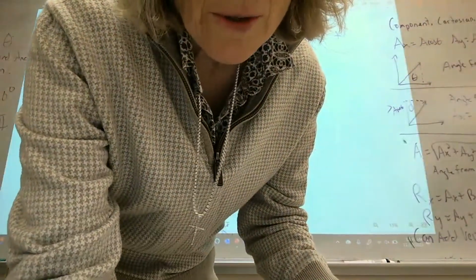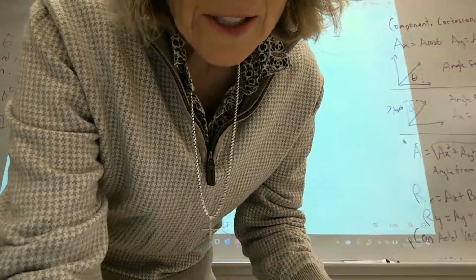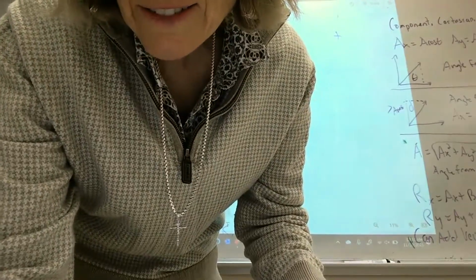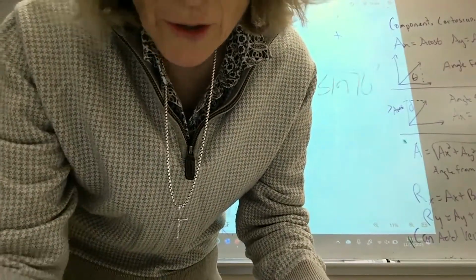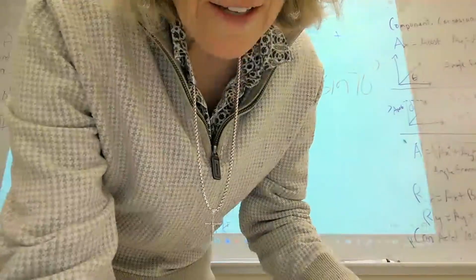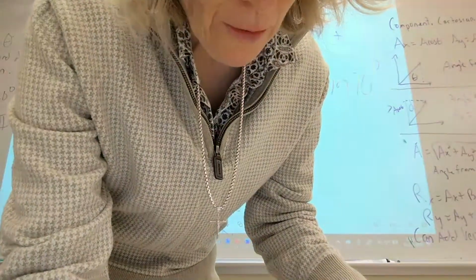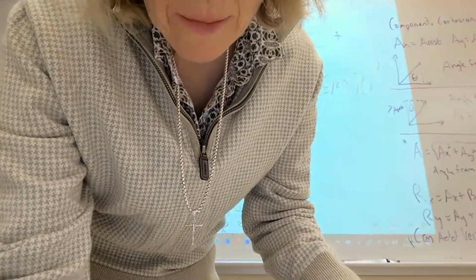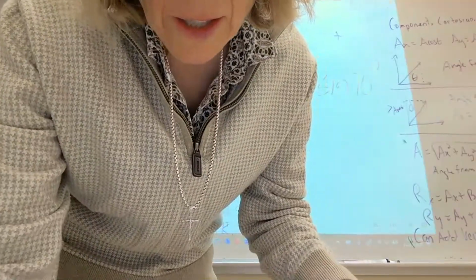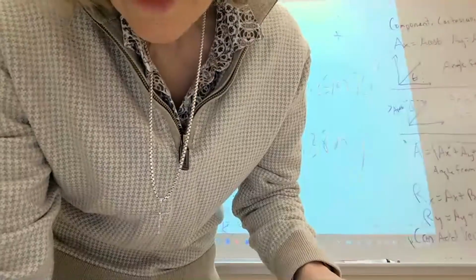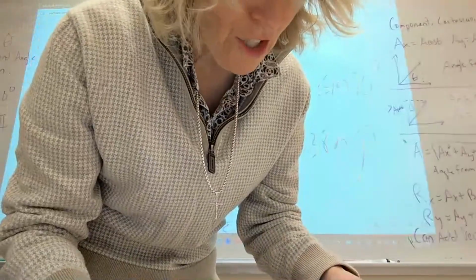So we're just going 3.6 cosine 70, 3.6 sine 70. And then what do we do with it? We put it in terms of i and j. So our vector A is equal to 1.23 meters i plus 3.38 meters j. It's just a matter of putting it in terms of i and j.